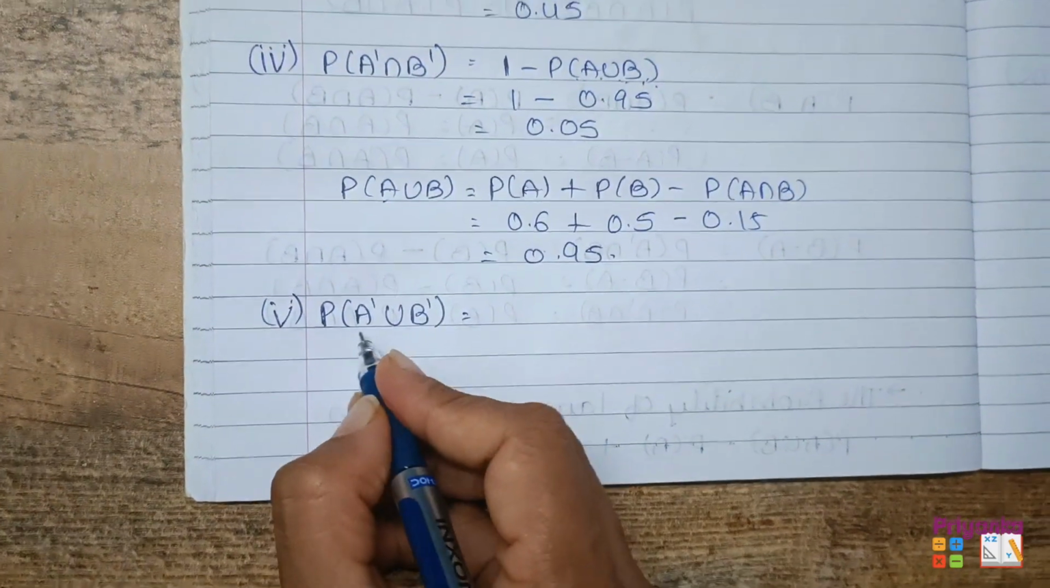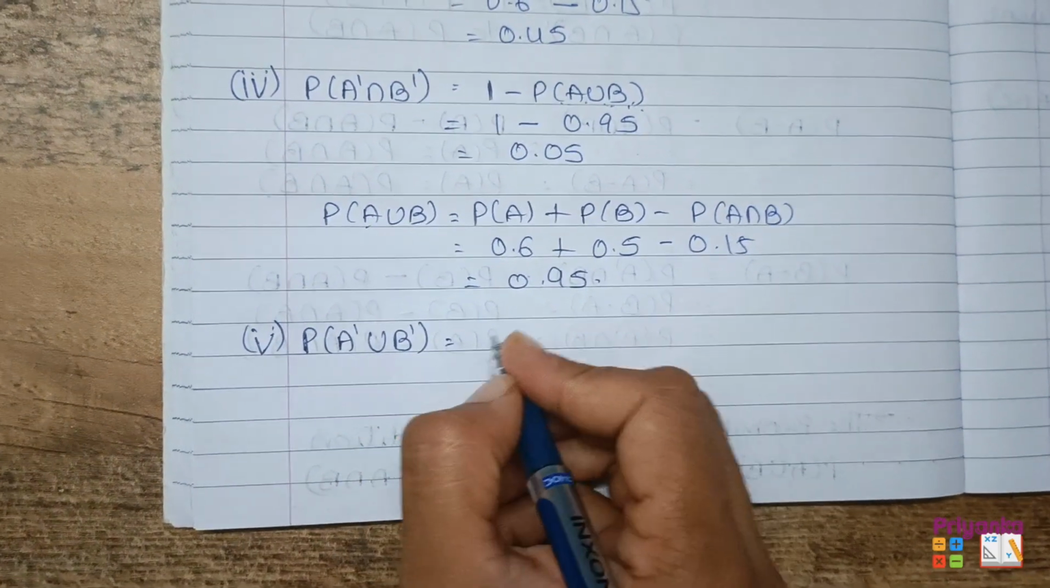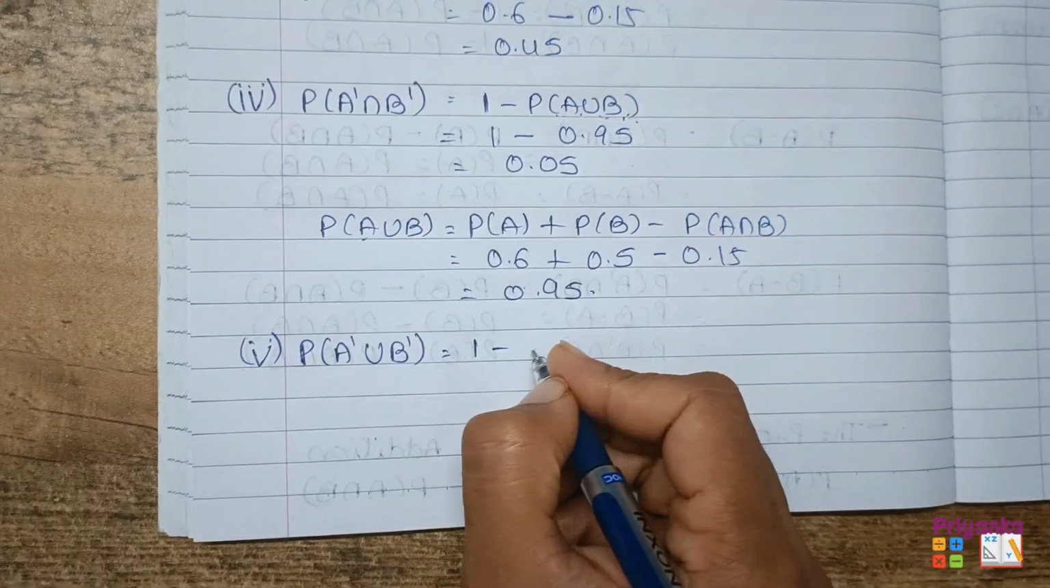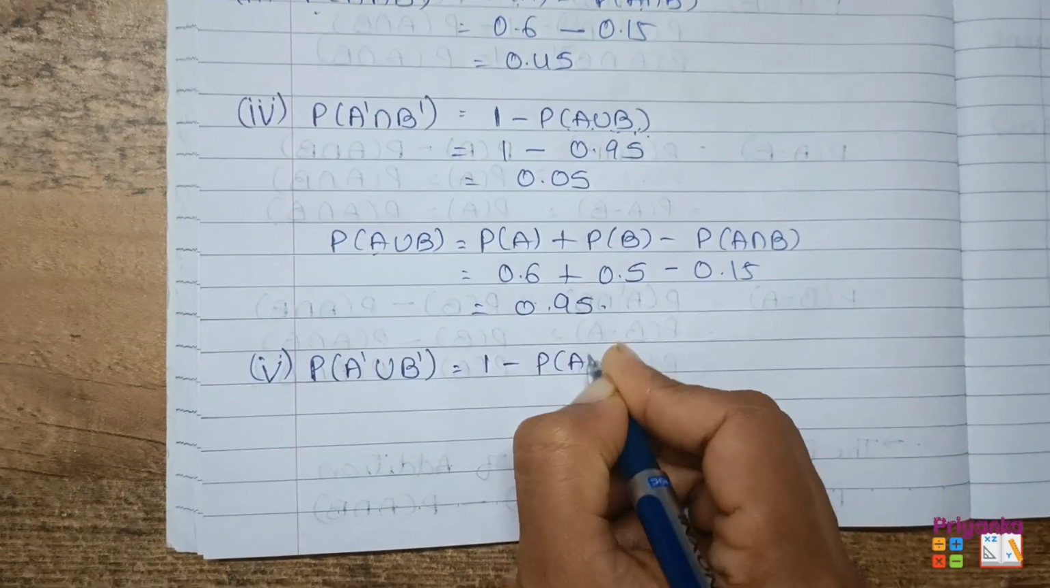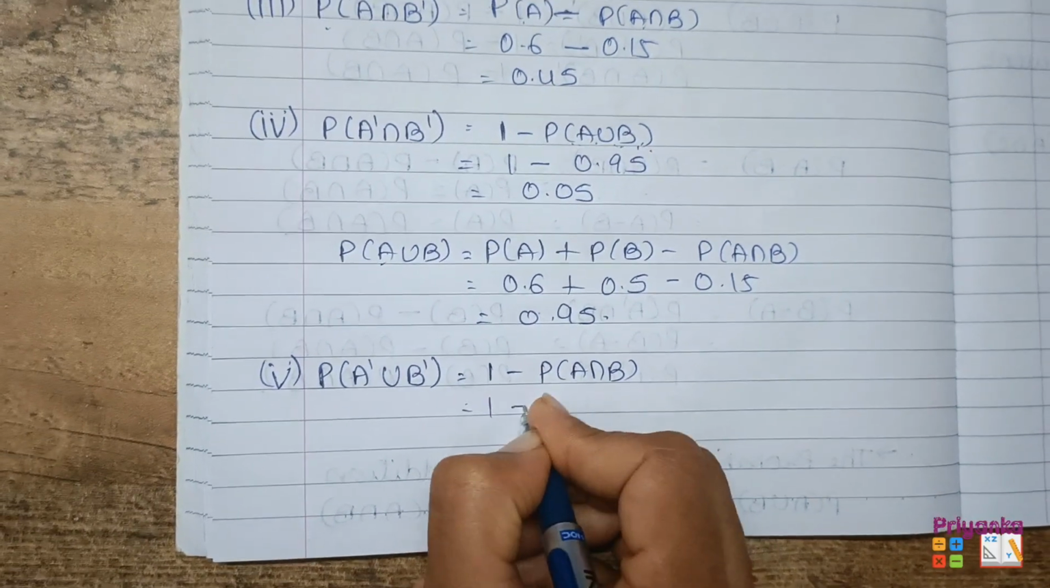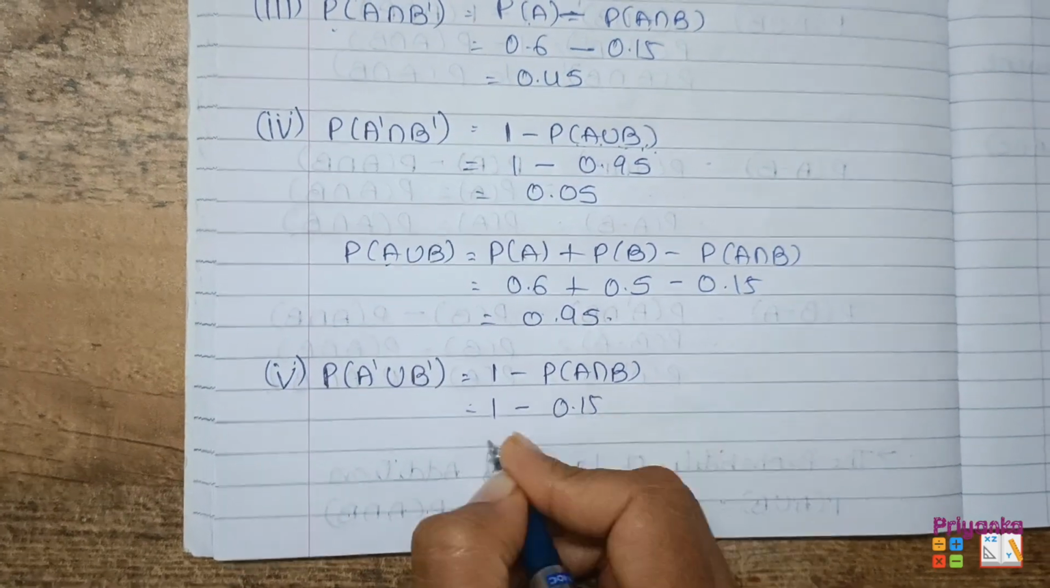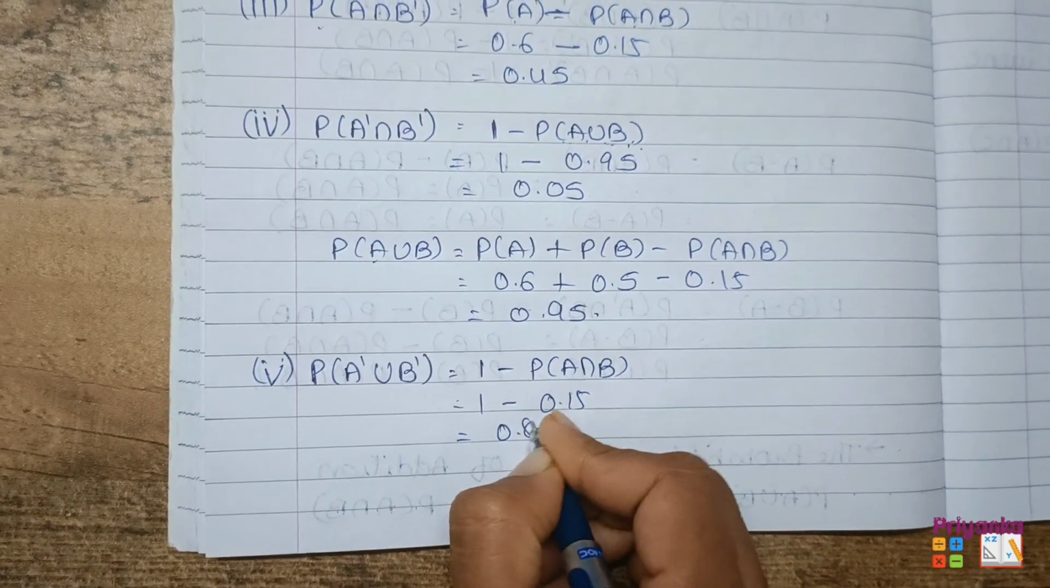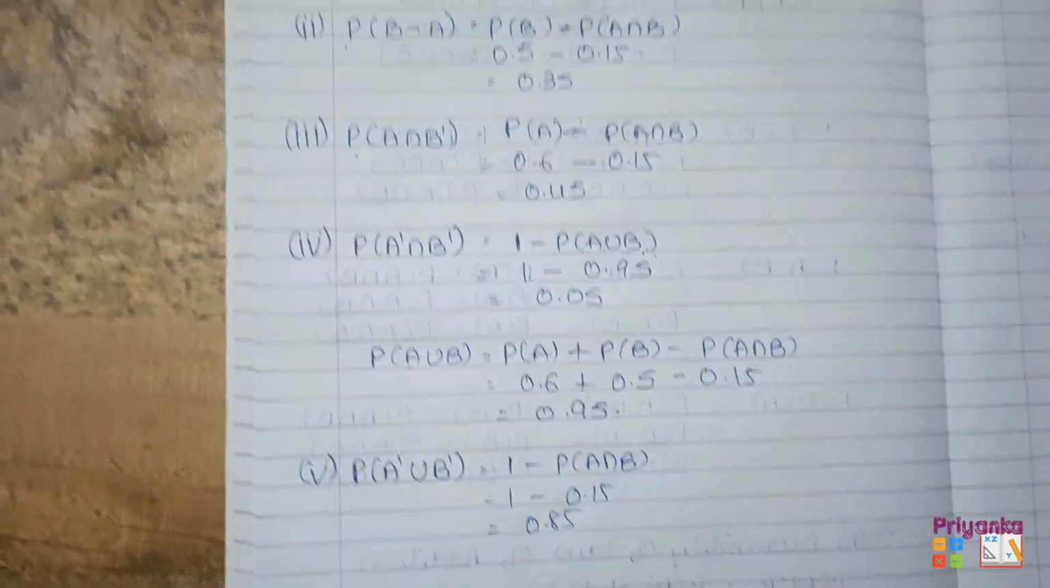The last one is A complementary union B complementary. Here the formula is 1 minus P of A intersect B, which is 1 minus 0.15, and here we get the answer 0.85. Moving to the next.